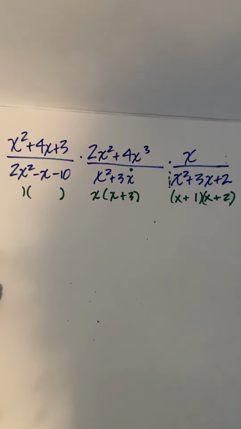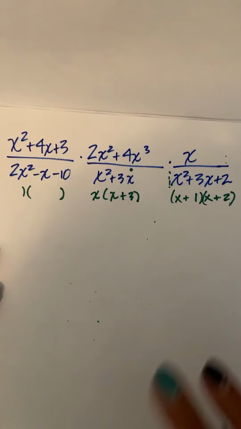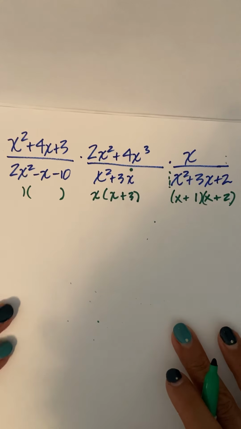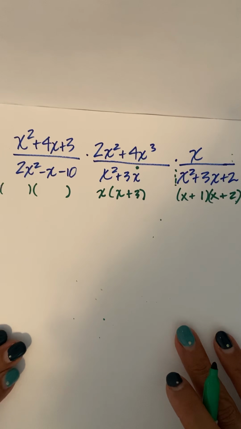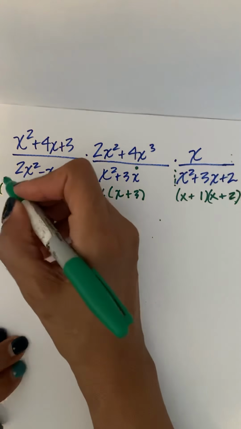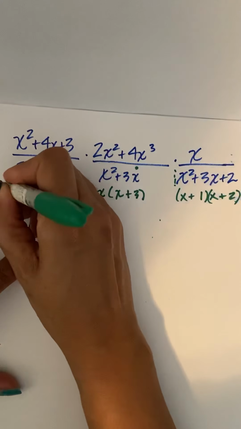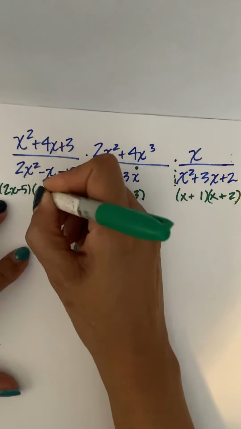So coming back here, I'm going to write this as 2x minus 5 and x plus 2.